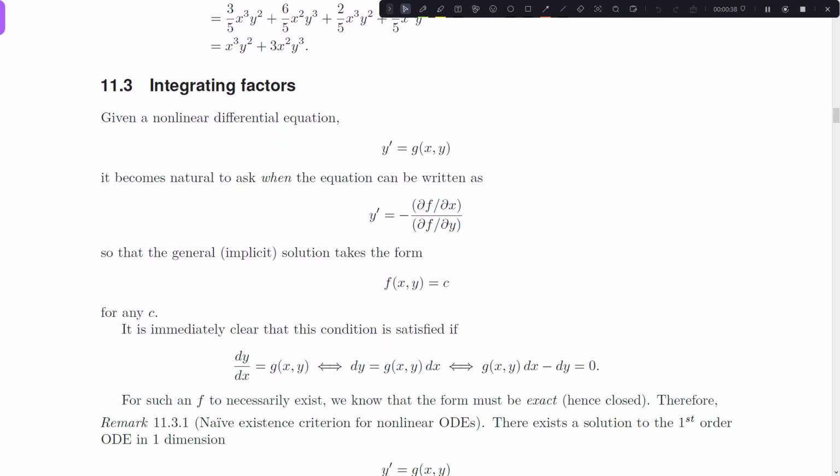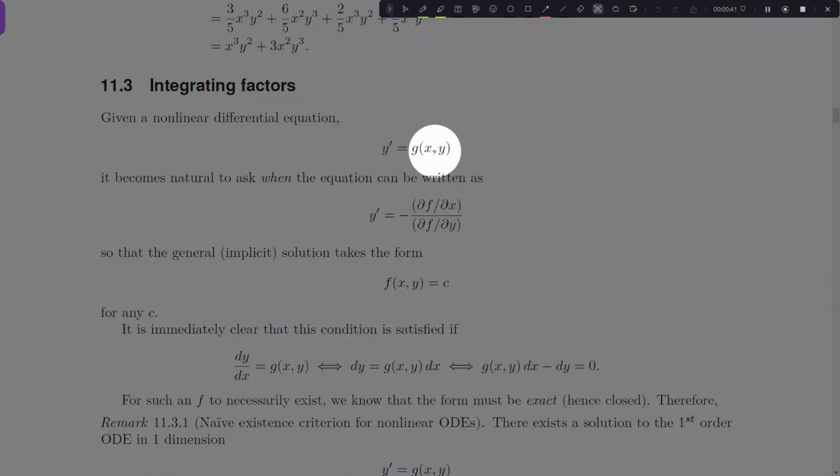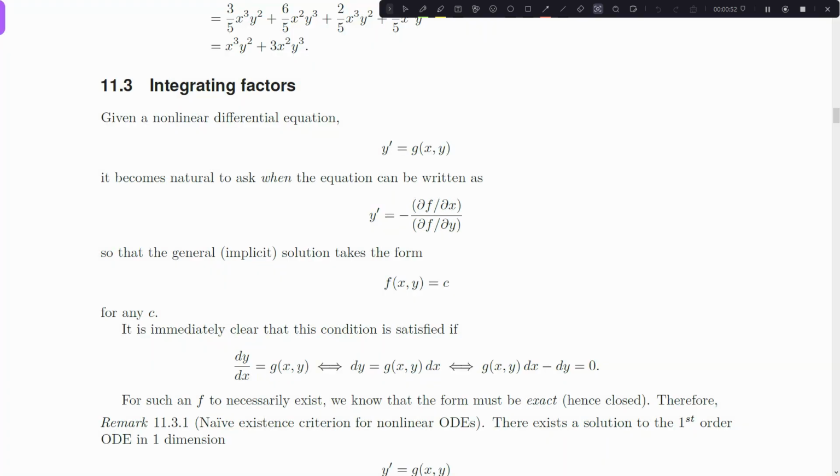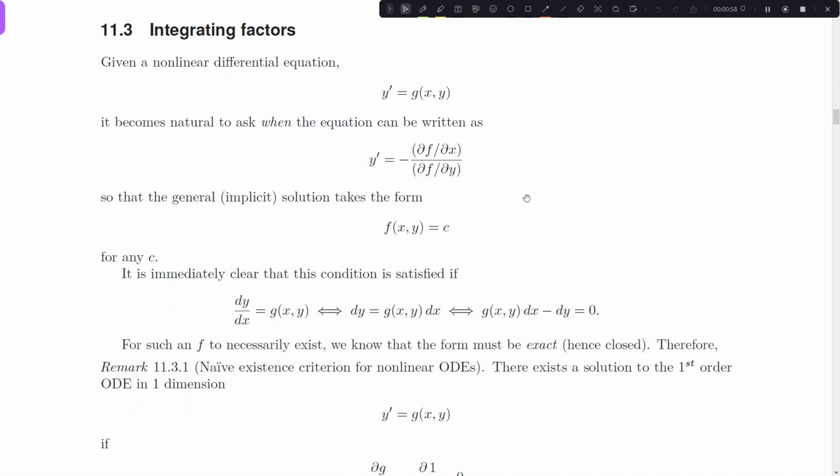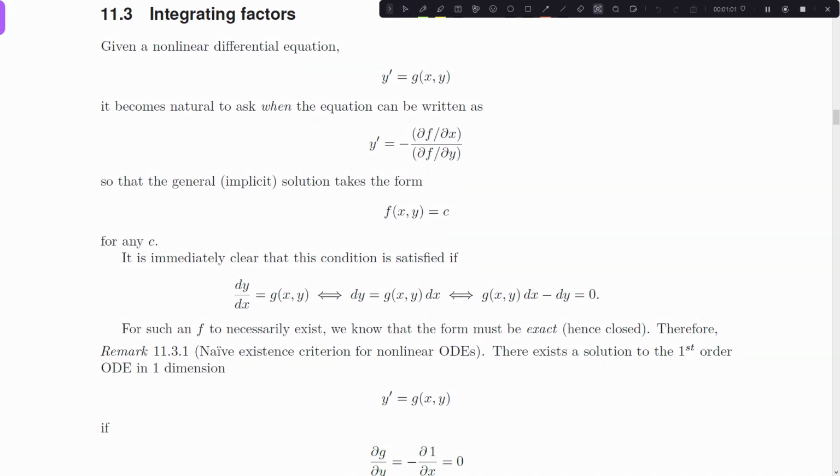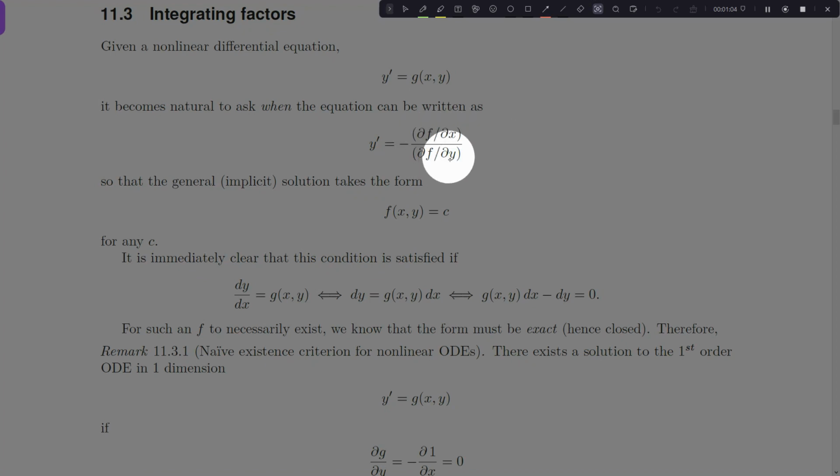So let's start with a nonlinear differential equation, and this kind of harkens back to our very first theorem of this chapter, where we want something like y prime equals g of x y. We want that to actually be a ratio of partial f partial x and partial f partial y, and we can satisfy this condition by rearranging the original one, and we recover a differential form which looks like the following.